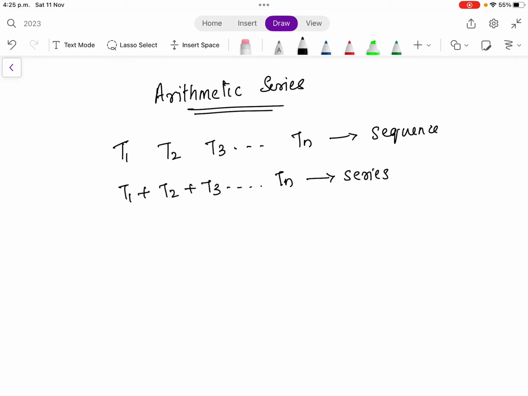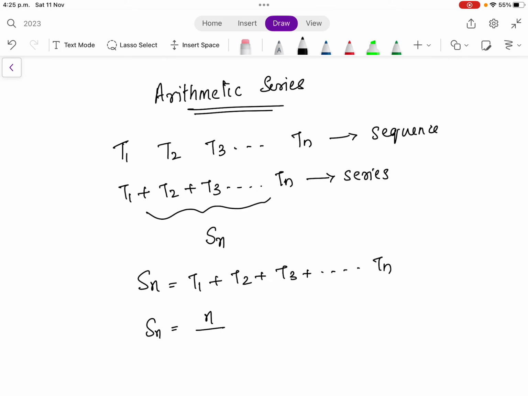So now we are going to learn how we work on this. The sum of these numbers is called Sn, the sum of n terms of the series. So Sn is nothing but t1 plus t2 plus t3 etc. plus tn. Now there's a formula for Sn that's also there in the formula book. So Sn for an arithmetic series is equal to n over 2 into 2a plus n minus 1 into d.